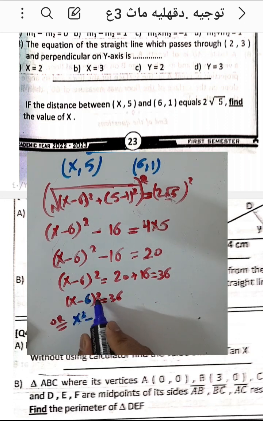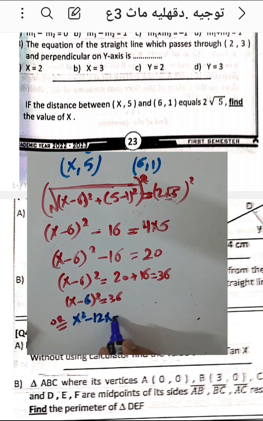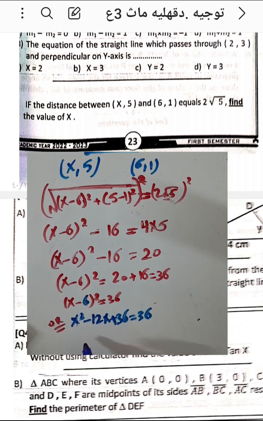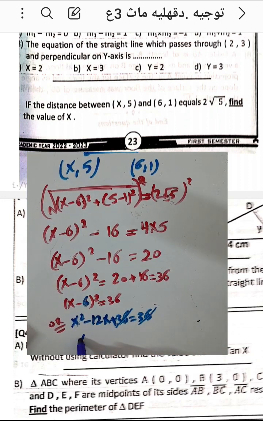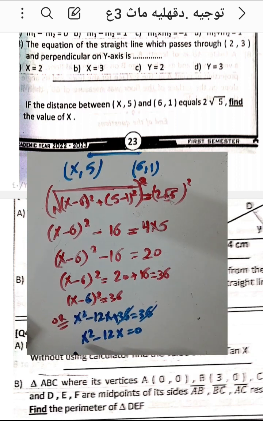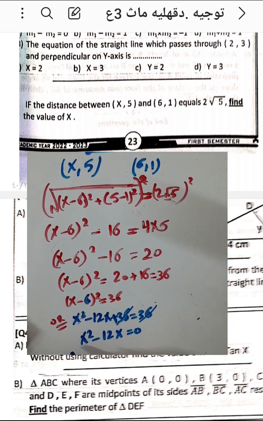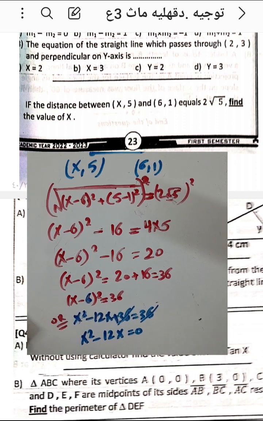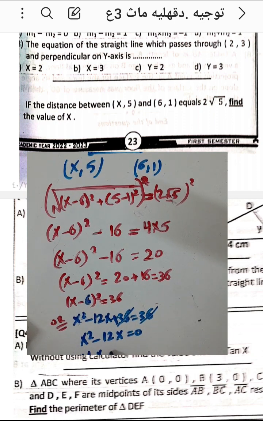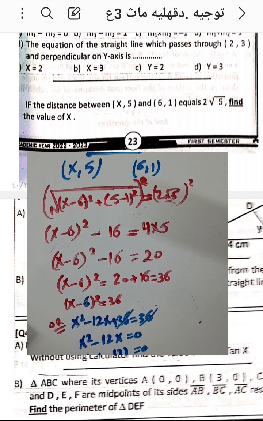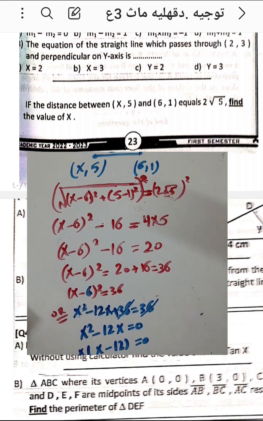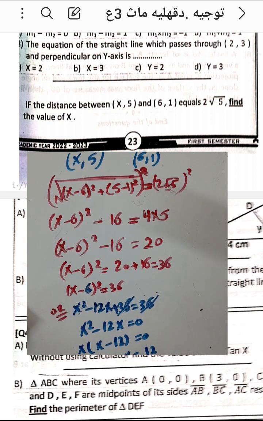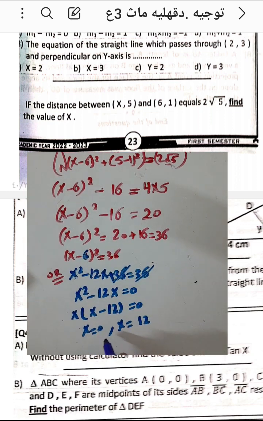Subtract 6 times 2 times x, it will be 12x plus 36 equals 36. And then we can cancel 36 by 36, it is x power 2 minus 12x, it will be 0. And then we can write x as a common factor between the two terms, x times (x minus 12), it will be 0. Then x will be equal to 0, or x equals 12. We have two solutions here.